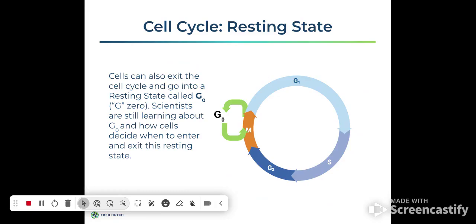Cells can also exit the cell cycle and go into what's called a resting state, or G0. Scientists are still learning about G0 and how cells decide when to enter and exit this resting state. So, they might not be growing or duplicating, but they're just resting and doing their normal functions. And some cells that don't divide very often might stay longer in this state.